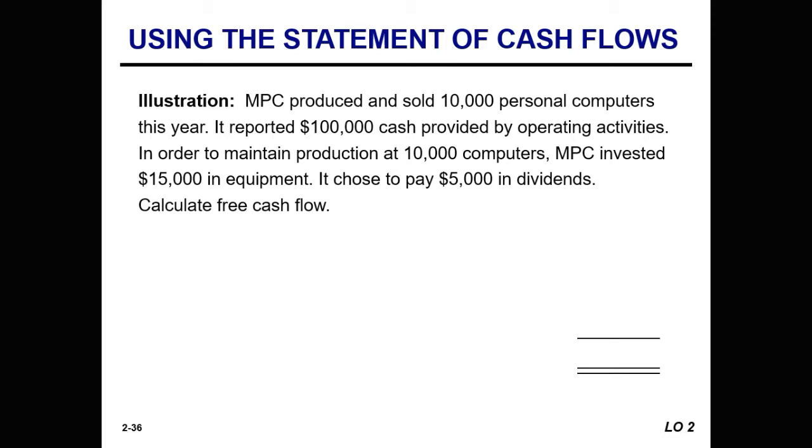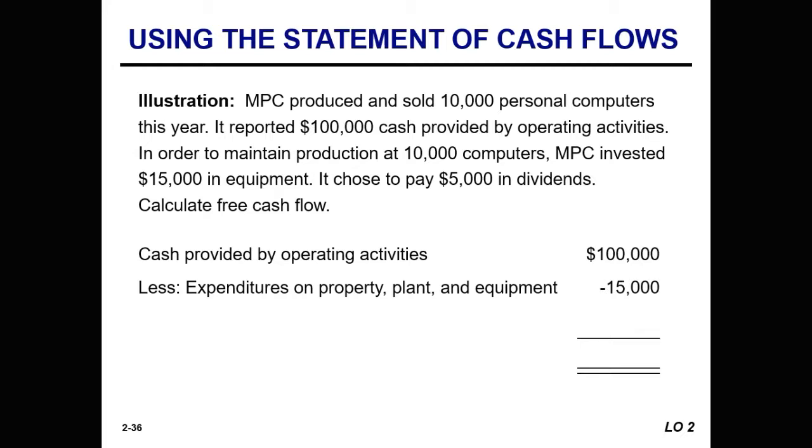Here we have MPC, who produced and sold 10,000 personal computers this year. They reported $100,000 cash provided by operating activities. In order to continue to maintain production at 10,000 computers, they invested in $15,000 worth of equipment and chose to pay $5,000 in dividends. So their free cash flow is $100,000 less $15,000 in equipment, less $5,000 in dividends, leaving $80,000 in free cash flow.